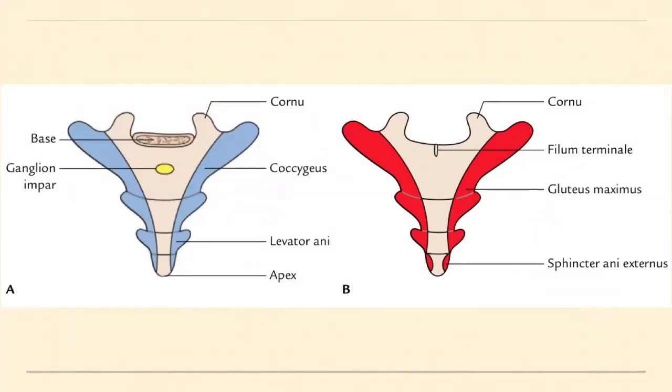So let's wrap up together. This is the base, these are the cornua, transverse process, ganglion impar, attachment of the coccygeus muscle. In the dorsal aspect, there is the gluteus maximus muscle, right, and also there is attachment of the filum terminale, right, and intrathecal, right.